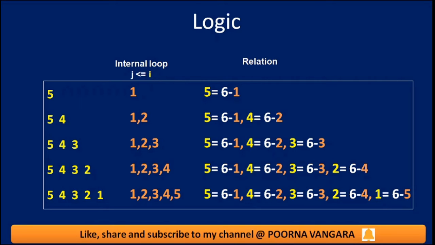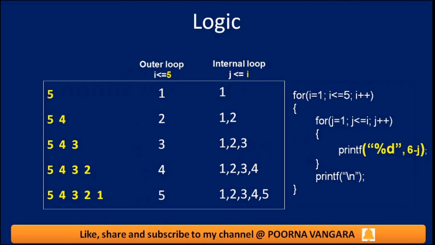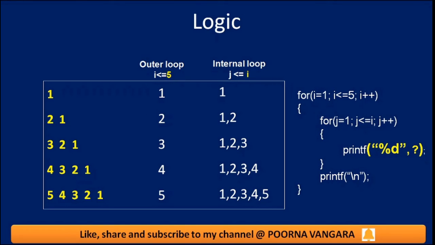So that means now I can replace the question mark with 6 minus j. Now this is one more pattern: 1 2 1 3 2 1 4 3 2 1. Don't worry, first look at the pattern. It is variable. I mean, in each line there is no fixed character to be printed. It is variable character printing.